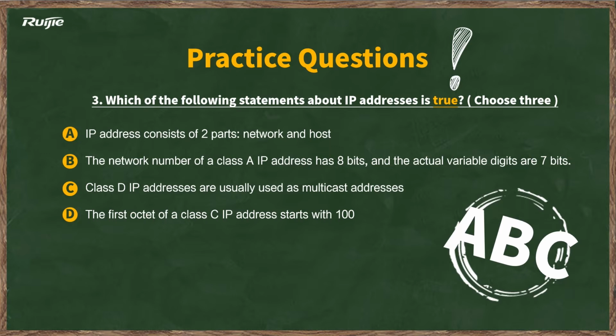So let's see what's the mistake of option D. The first octet of the class C IP address starts with 100. If you forget about the arrangement of class C, you can see the previous video of the IP principle to review again. The first octet of class C IP address starts with 110. And finally, we calculate the range of class C, 192.0.0 to 223.255.255.255. So these are the answers to the 3 questions.